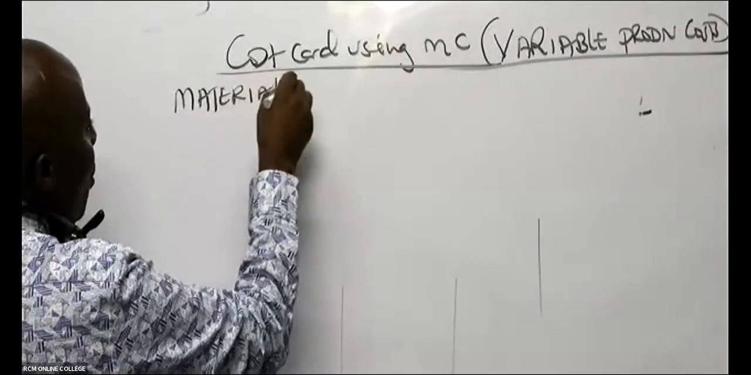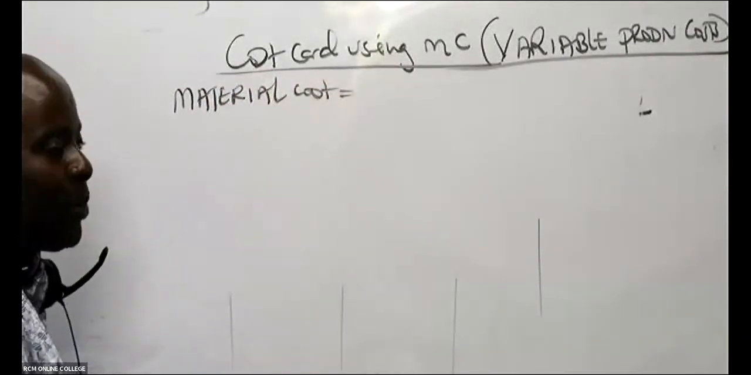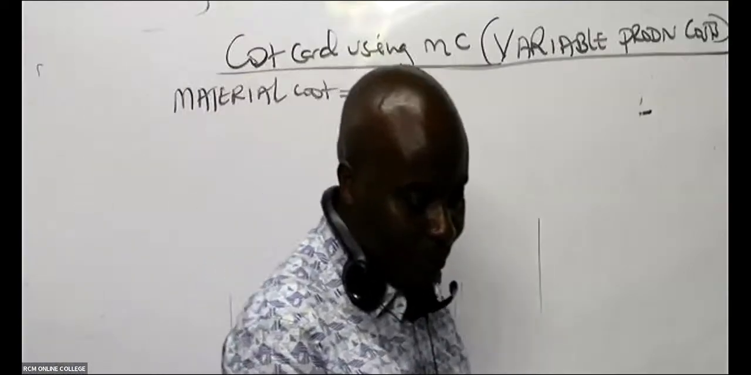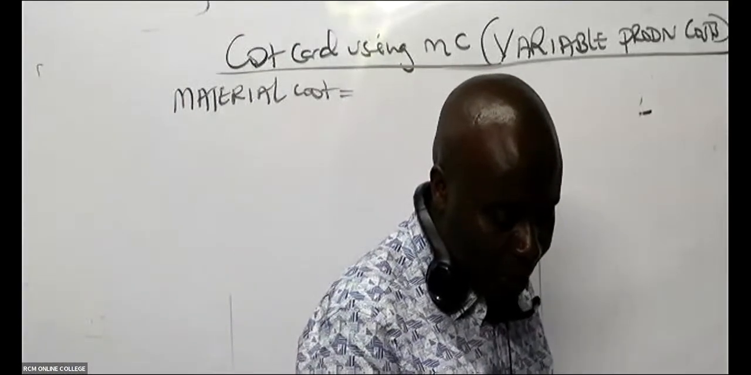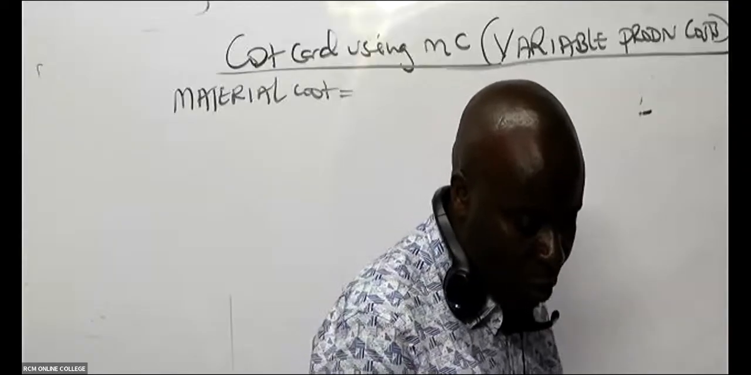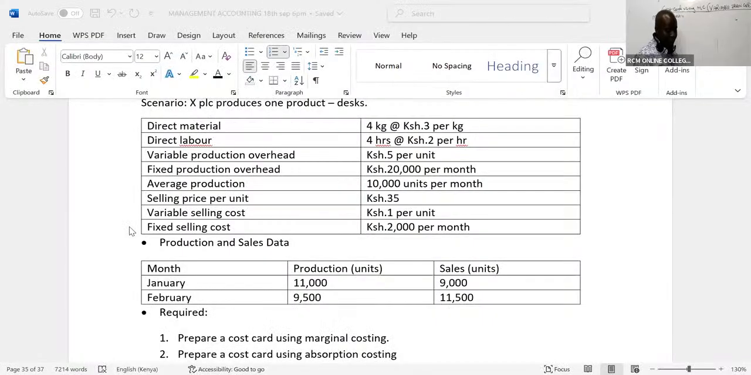So material cost, I can see how many kilograms of these materials. 4 kilograms, isn't it? Today, for whatever reasons, my online students are not as active as they are. Today it's only physical students that I'm seeing being very active. So direct materials, you can see 4 kilograms, each at 3, which gives me how much here, somebody? 12.